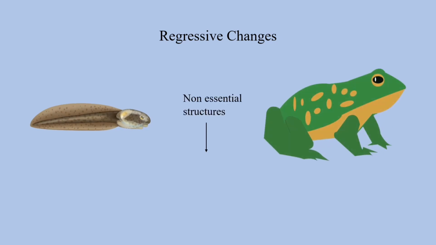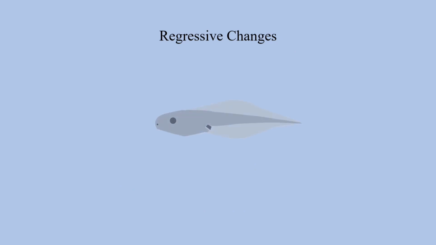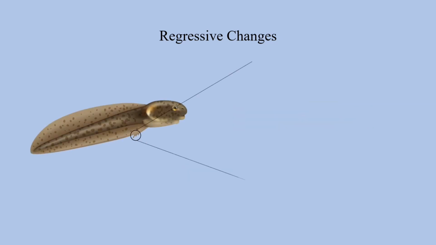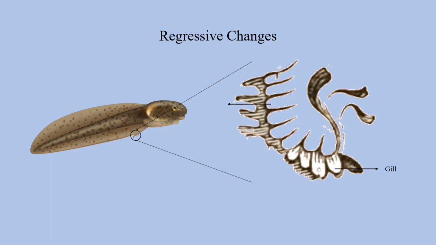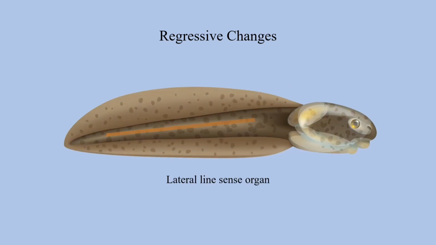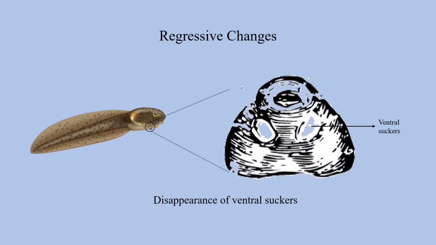Regressive changes. Some structures of the tadpole, which are not essential for the adult, degenerate and disappear. These constitute regressive changes. The tail is completely resorbed. The fin folds are completely resorbed. The length of the cloacal tube is reduced. The gills are resorbed. The gill clefts are closed. The lateral line sense organ disappears. Ventral suckers disappear.